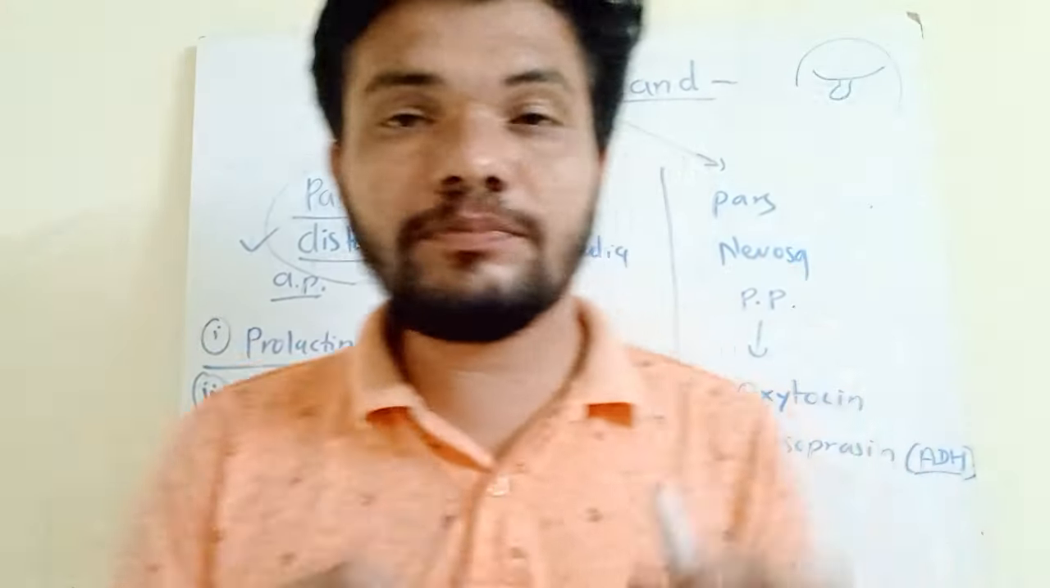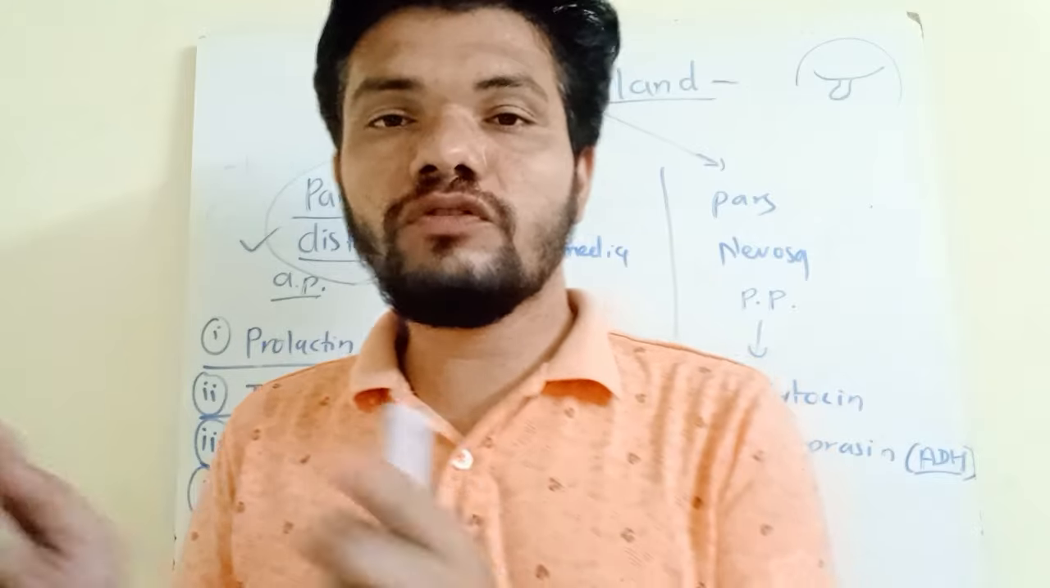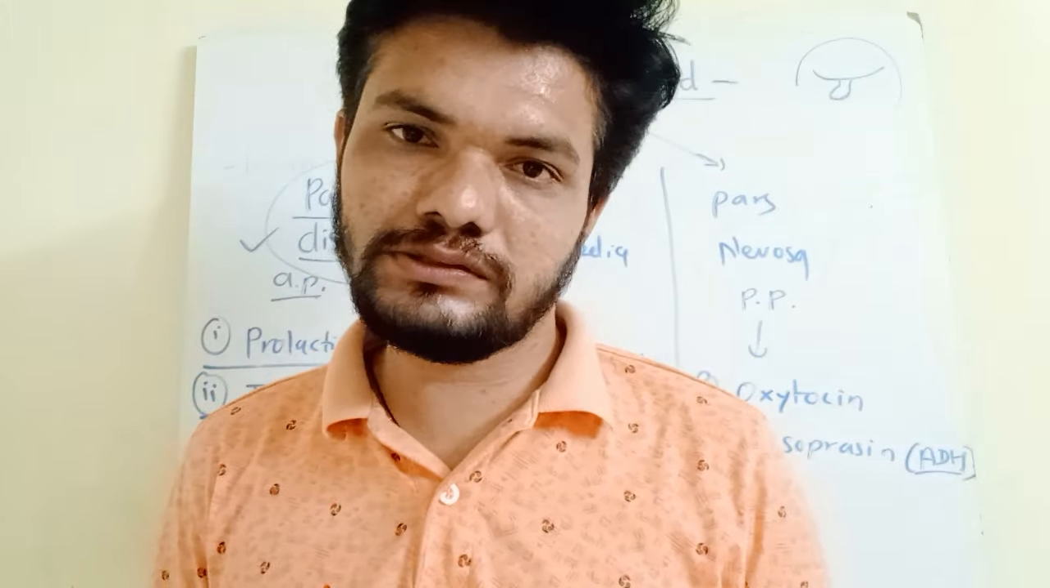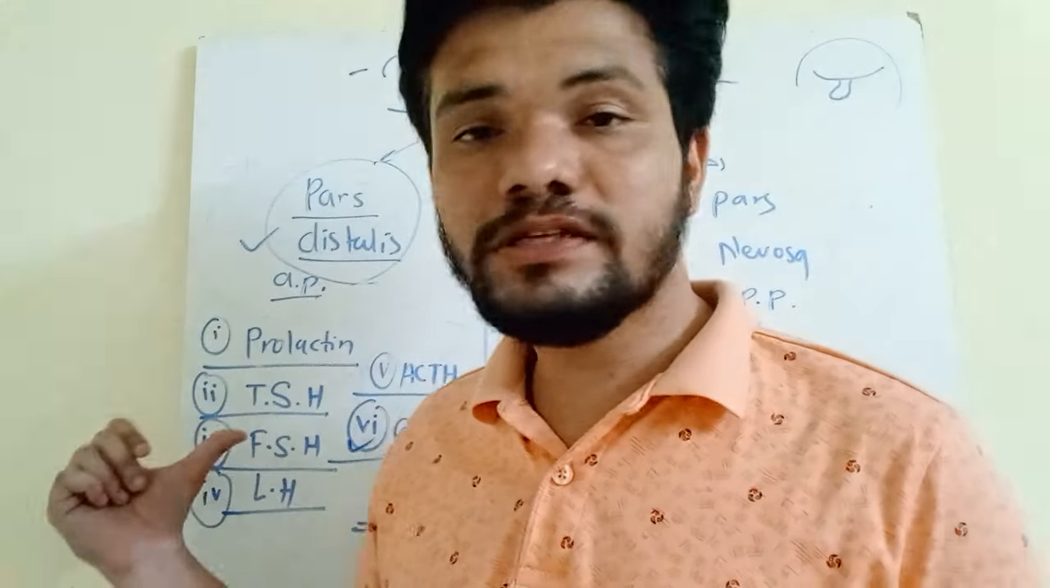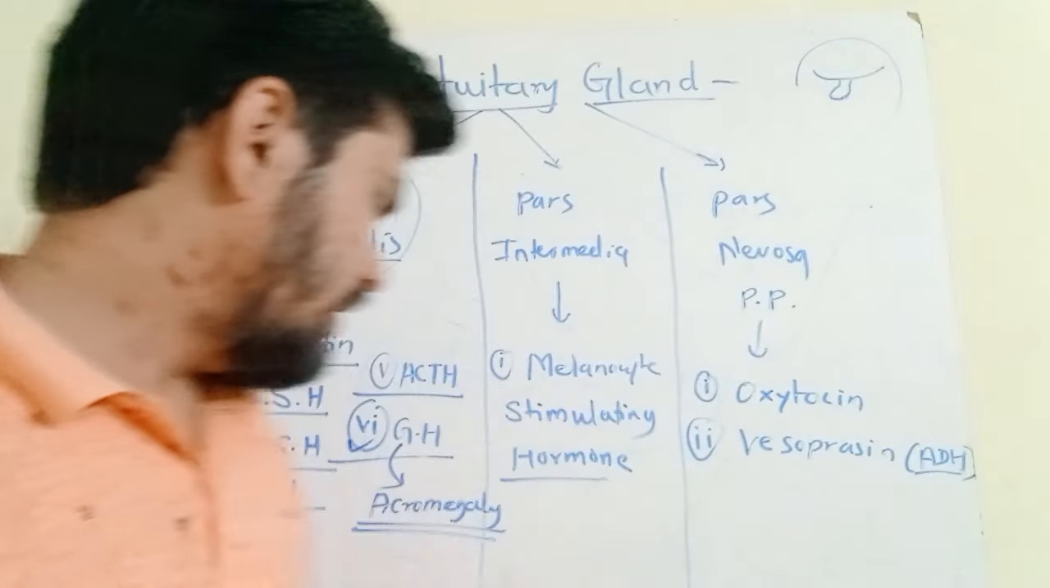The FSH is responsible for the growth of the immature follicles. So it will help in the maturation of the ovarian follicles, right? That's why the name is follicle stimulating hormone. So this is the function of LH and FSH.